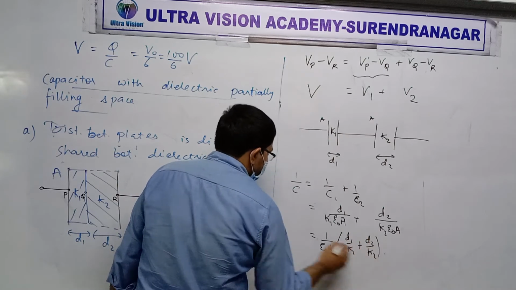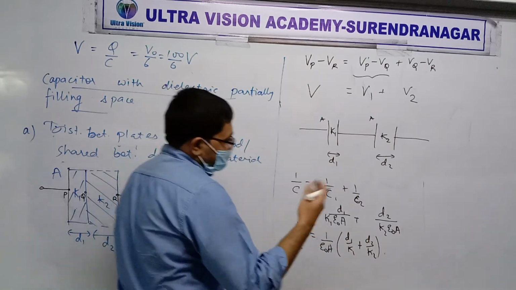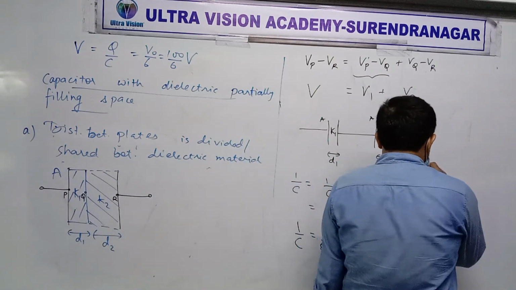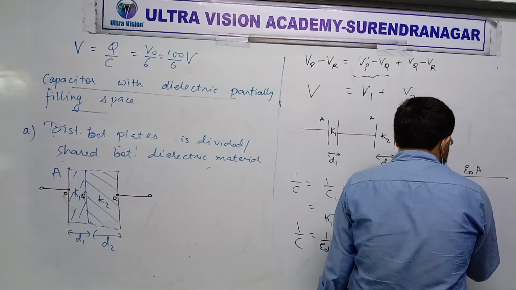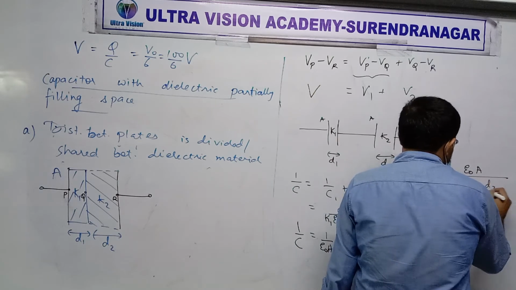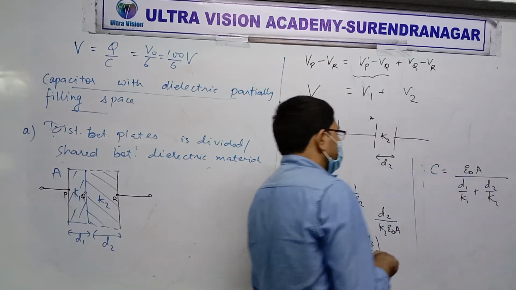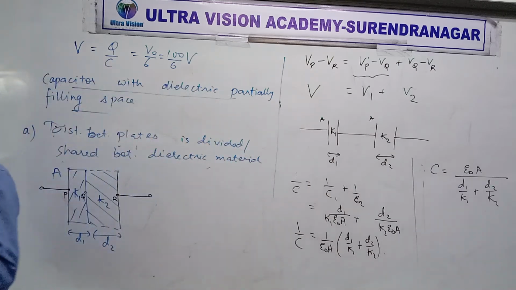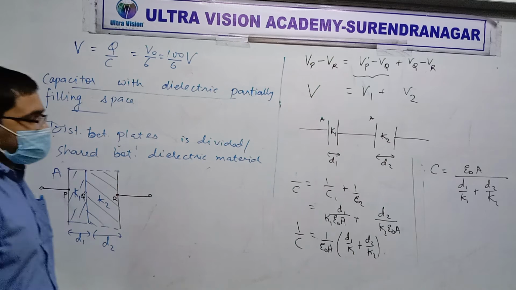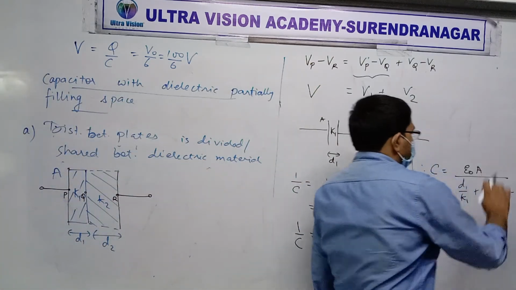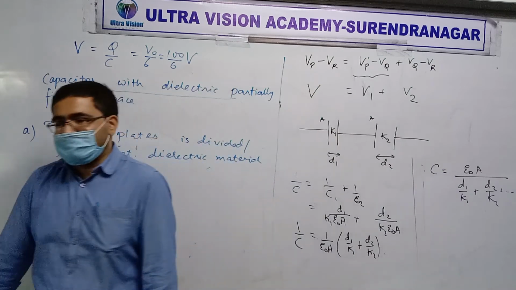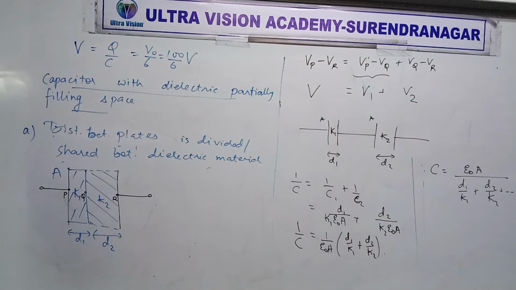Now without taking LCM, I'll just flip it over and take the reciprocal of it. So C is equal to epsilon 0 A divided by D1 by K1 plus D2 by K2. I don't want to take LCM. This is a very convenient form to use. If there are more, keep adding here. If there are more, you can keep adding. Got it?